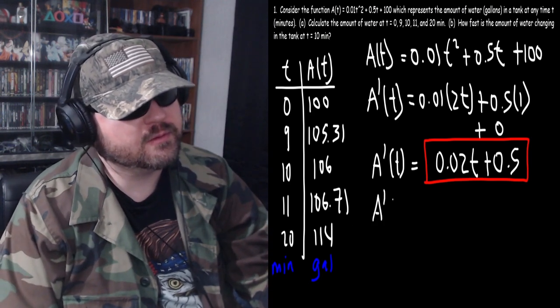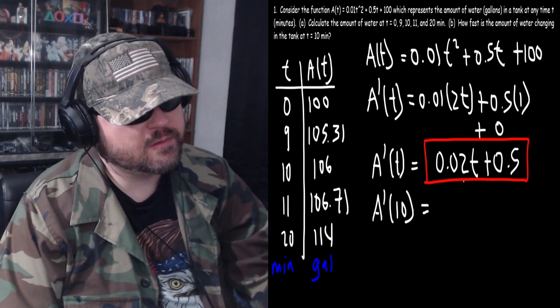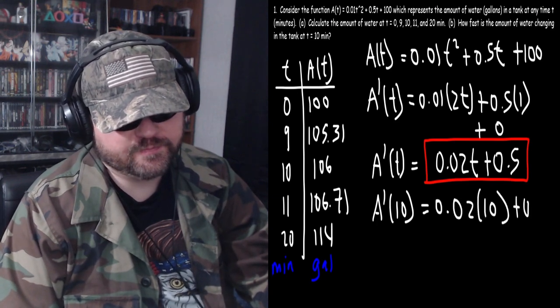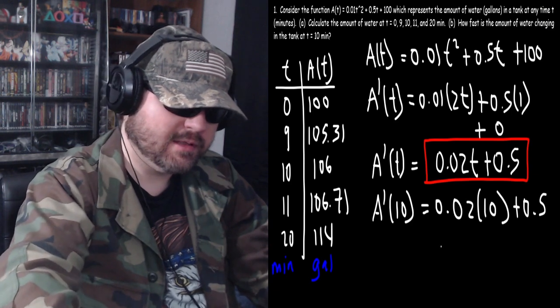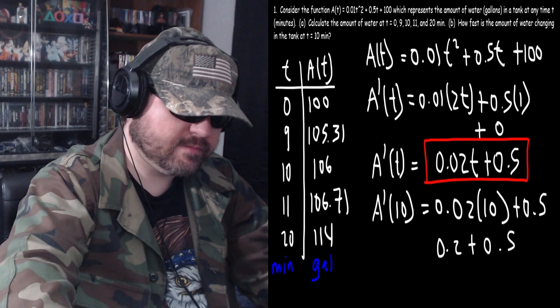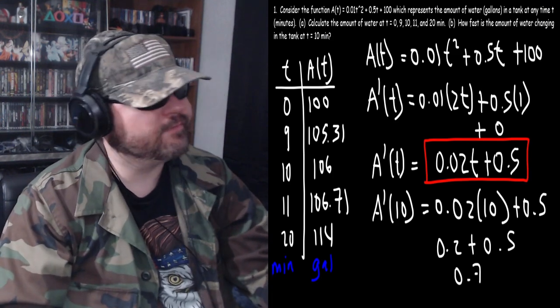So we want to find out how fast it's changing when t is 10. So that's 0.02 times 10, plus 0.5. 0.02 times 10, that's 0.2. And 0.2 plus 0.5 is 0.7.